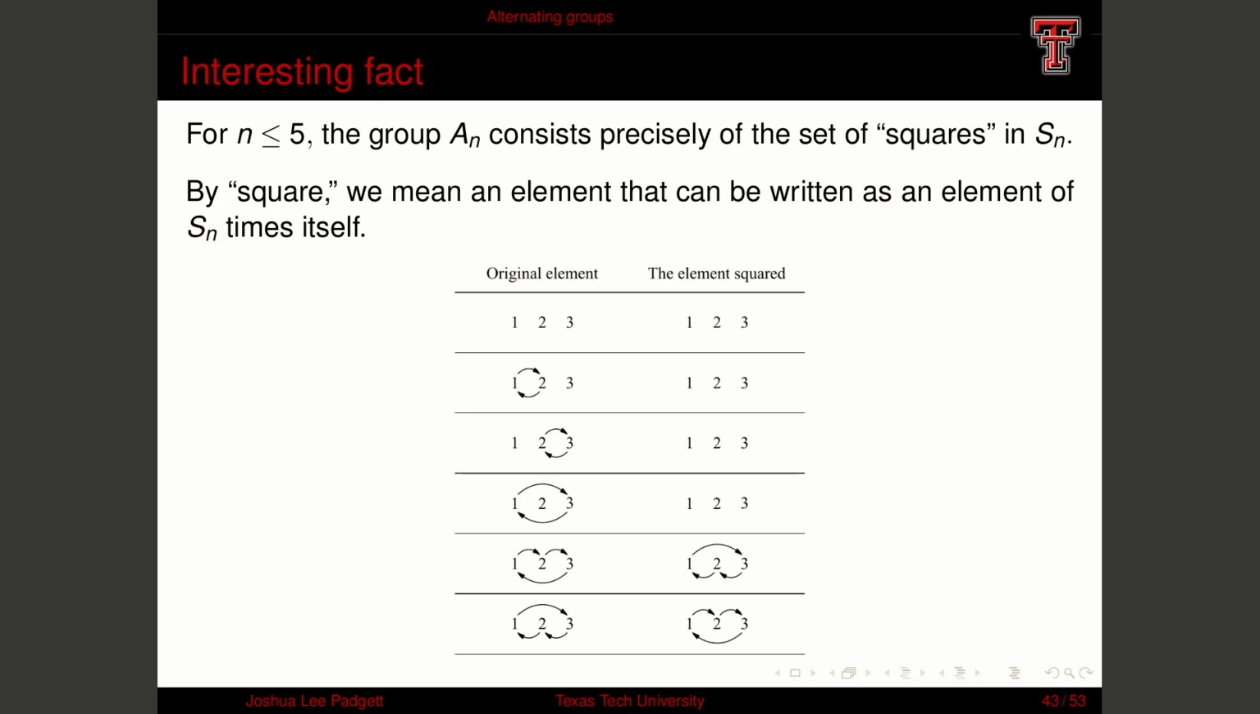Now, the interesting fact that I gave you in the notes was that as long as n is less than or equal to 5, then the alternating group is just the set of squares in the symmetric group. So what I mean is, if I take the original element and I square it, right? So this is the identity. I did nothing. So the identity squared is nothing. If I take this guy, which is flip 1 and 2, if I flip 1 and 2 again, they go back to their original space. This guy is flipping 2 and 3, and if I flip again, I get 2 and 3. Once again, flipping 1 and 3, flipping it back.